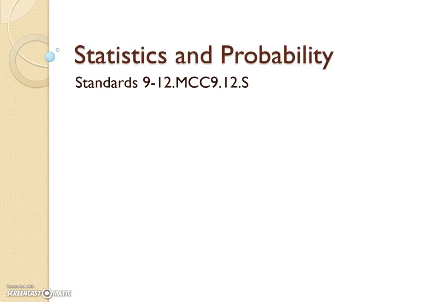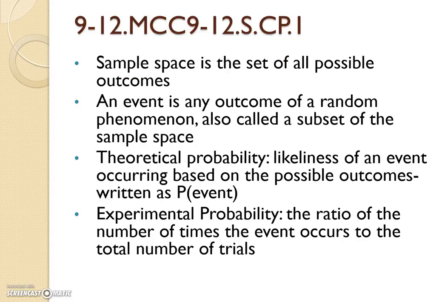This is the unit of statistics and probability. The key terms in this first standard is the sample space, which is the set of all possible outcomes. An event is any outcome of a random phenomenon, also called a subset of the sample space.